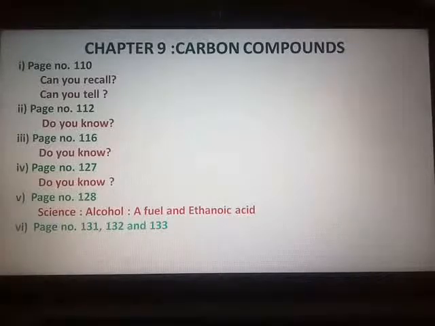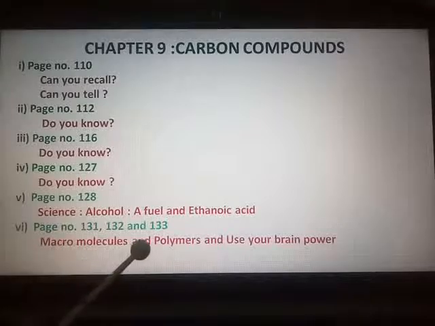So the entire topic of macromolecules and polymers, and on page number 133, Use your brain power, all this is to be removed out. So from macromolecules and polymers, nothing you have to study up to the end of the chapter. This is good news for you.